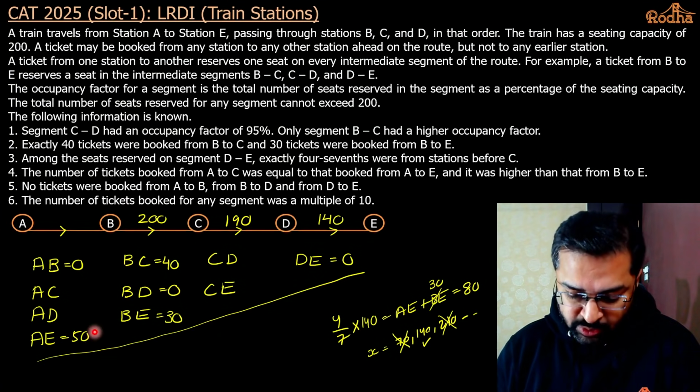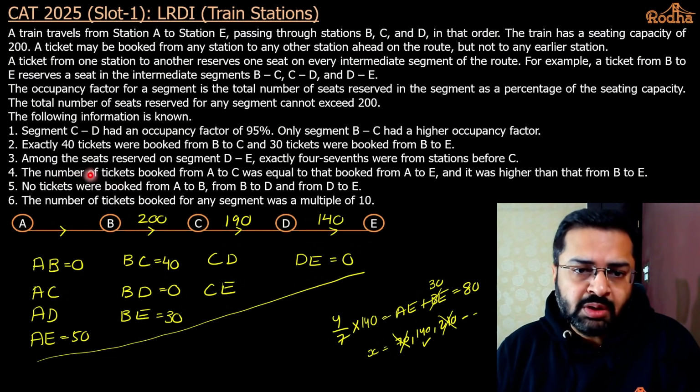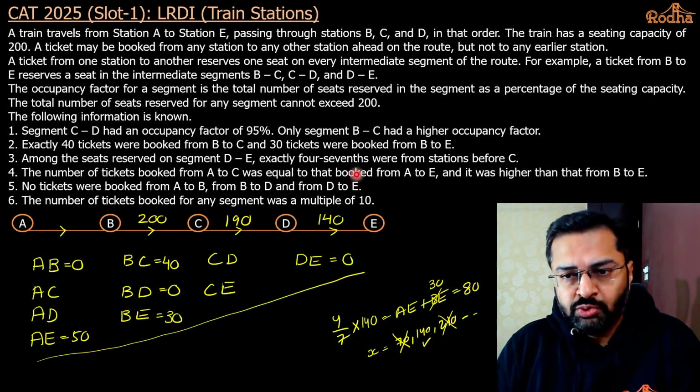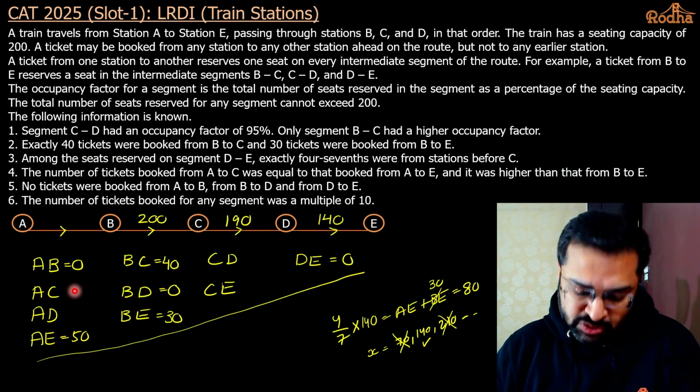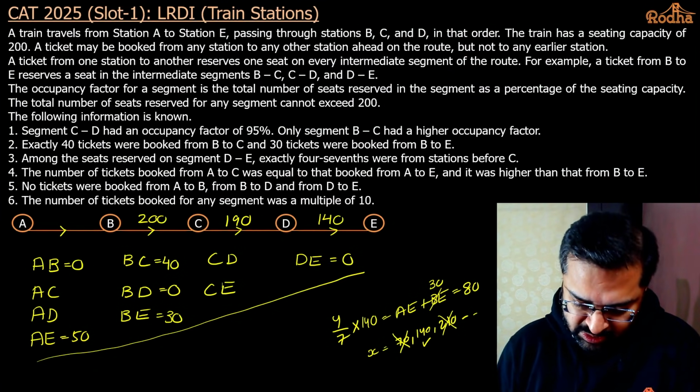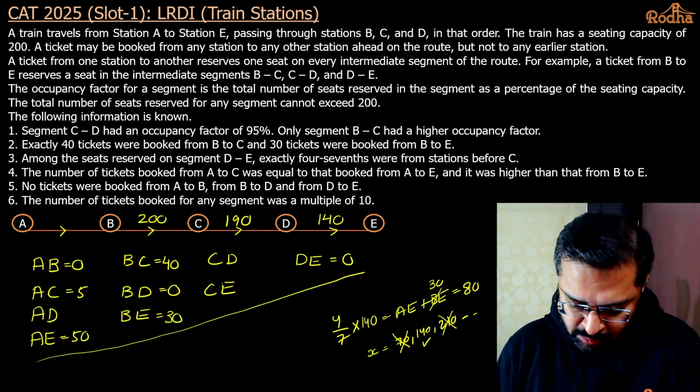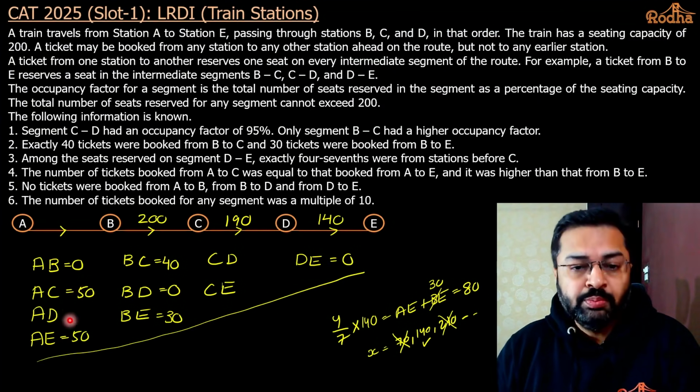And what we can also write is that the number of tickets booked from A to C was equal to that booked from A to E. So A to C is equal to A to E. So this is 50. Then how much would this be? This would also be 50. You can just write that as well. So both become 50 here.